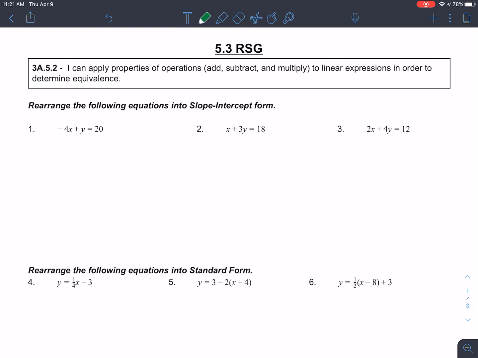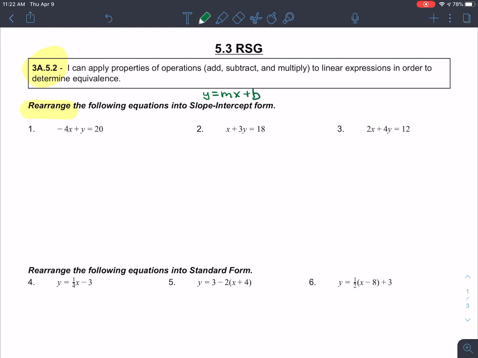All right, so first things first, our first section, 3A52. This is all about rearranging. And so what's really important is that we recognize that the first 3 we must rearrange into slope-intercept form, which is y is equal to mx plus b. That's a bad b. Okay?